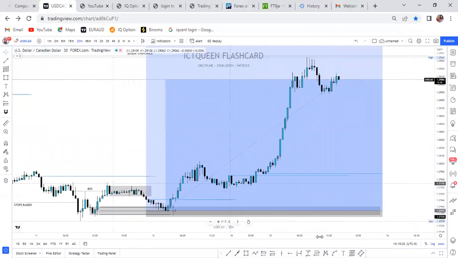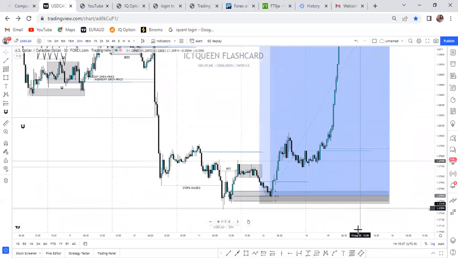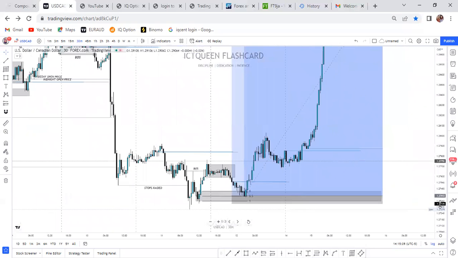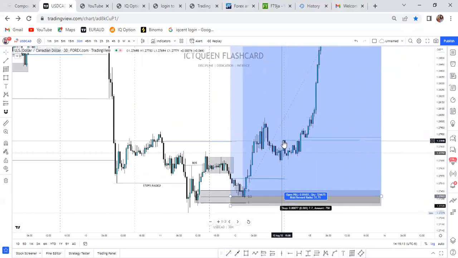I am not your ideal YouTube tutor, guys, so I'm just doing this to help the two persons who don't have an idea on how to use the open price as a power of 3 means to get your trade setup. Now we can see this Monday.